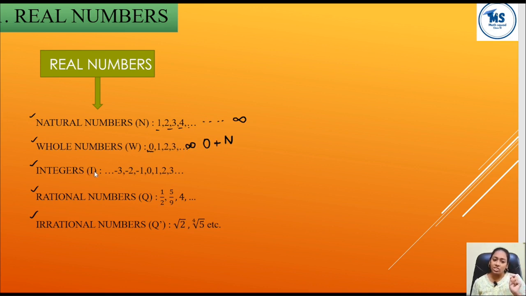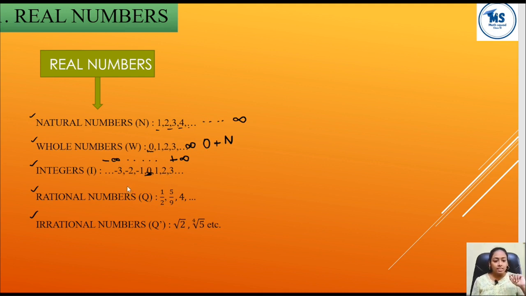Then comes your integers. Integers has negative integers and positive integers and of course your 0. Right, they start from minus infinity and they go till plus infinity. They start from minus infinity and go till infinity and of course they have 0 in them.